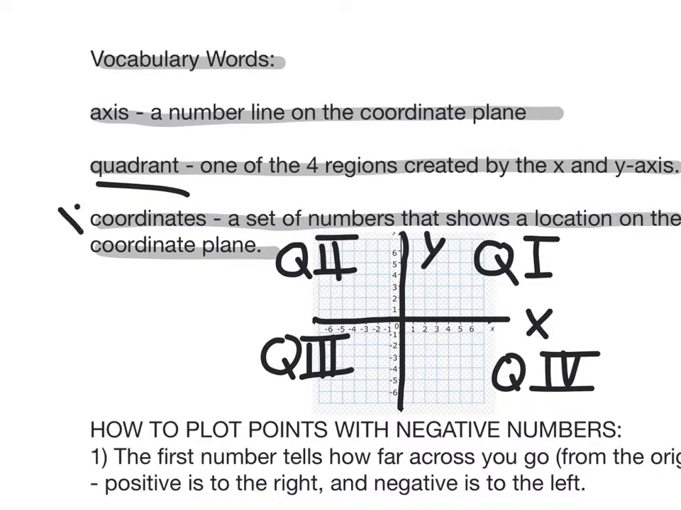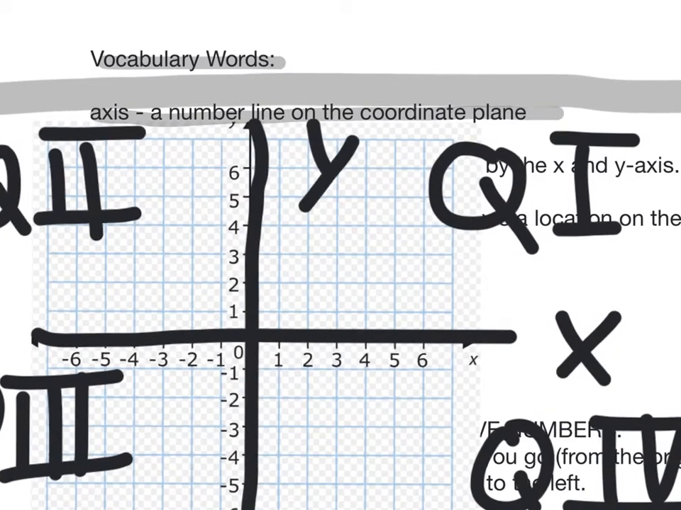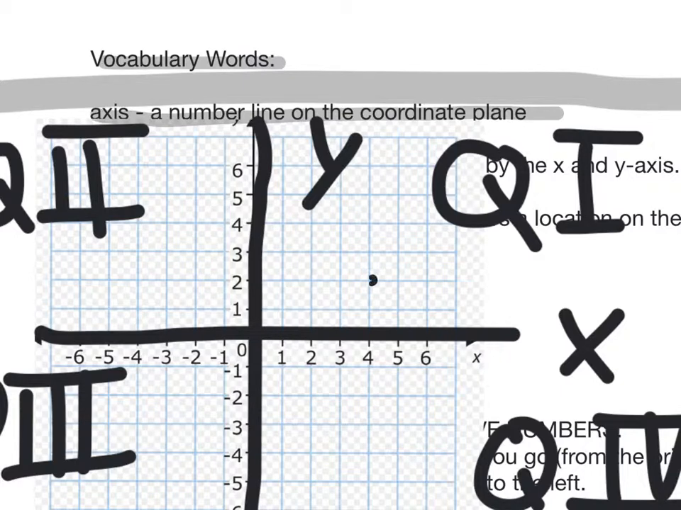And lastly, coordinates. Coordinates are a set of numbers that show a location on the coordinate plane. So, for instance, if I was to look at a certain point on this graph, like this point right here, the coordinates that mark that point are (4, 2). Coordinates have two numbers, we call them an ordered pair, and they have parentheses around them.